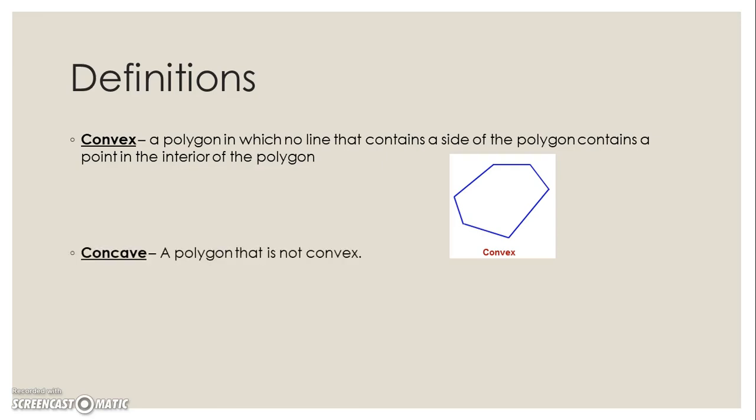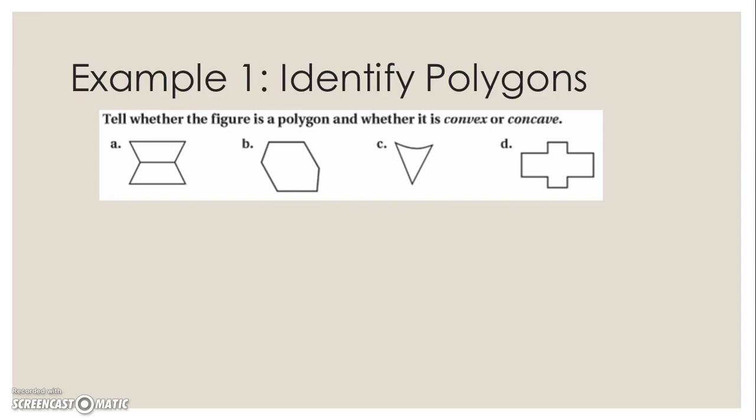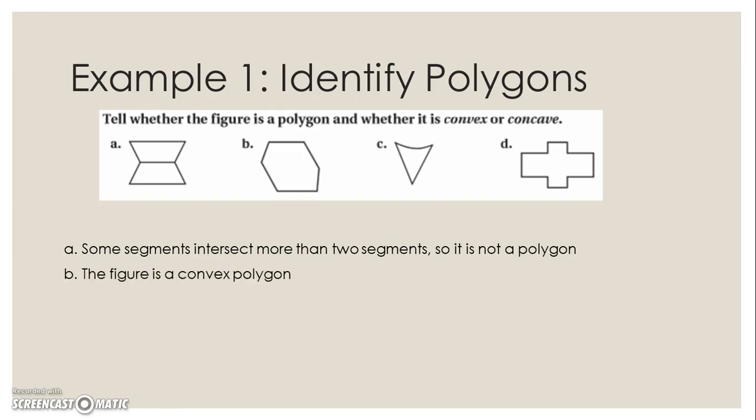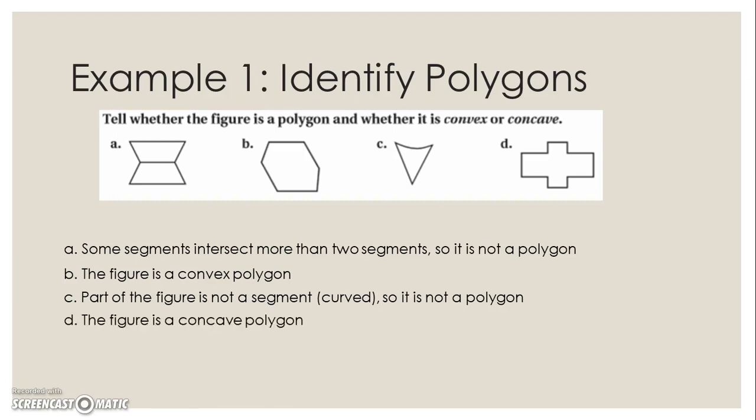In a concave shape, there's at least one angle that is greater than 180, and it's a polygon that's not convex. So here it caves in, so this is concave. Couple of examples for this, identifying polygons. The first one is not a polygon because it has a side that's inside of the shape. B is a polygon, and it's convex because it has no angle greater than 180. C is not a polygon because it has a curved edge. And D is a concave polygon because there are four angles greater than 180.